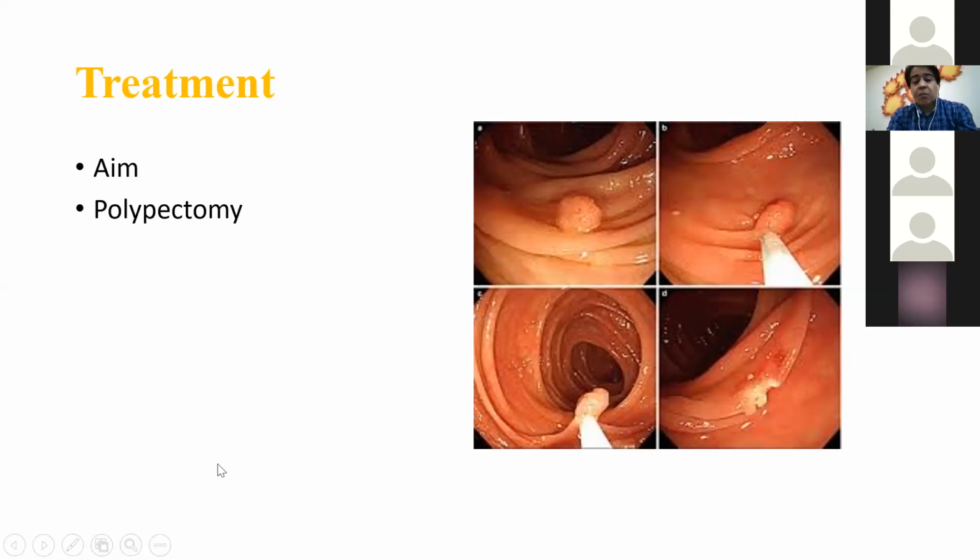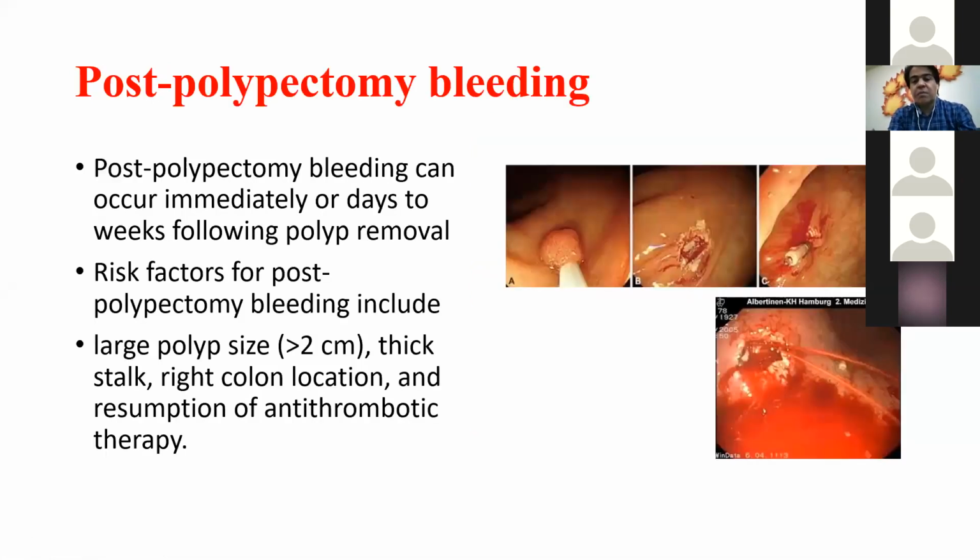As we know, a polyp can cause bleeding. Polypectomy is the treatment of polyp, but polypectomy is a double-edged sword because of the post-polypectomy bleed. Look at this. As I told you, polypectomy is the treatment of polyp, but post-polypectomy bleeding can be a nightmare for the gastroenterologist.